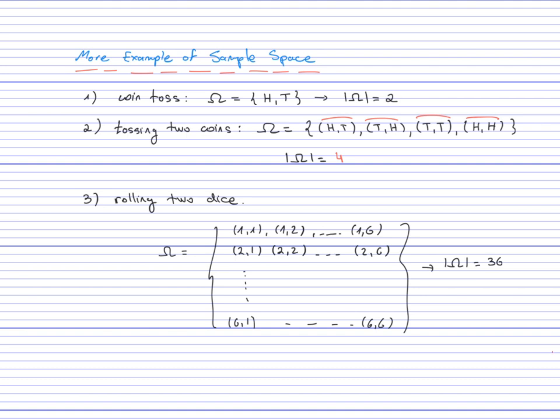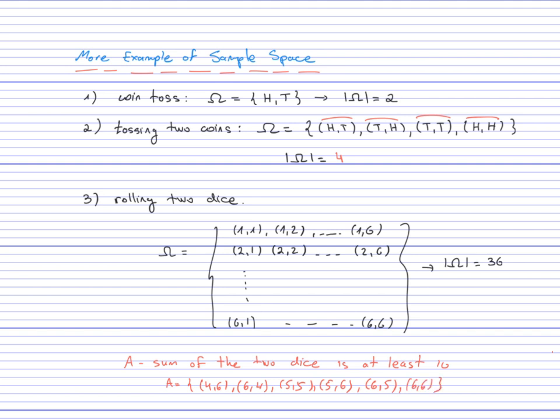By the way, if we define A to be the event that the sum of the 2 dice is at least 10. So in this case, if you want to write A explicitly, we need to understand that A has exactly 6 elements: (4,6), (6,4), (5,5), (5,6), (6,5), (6,6).